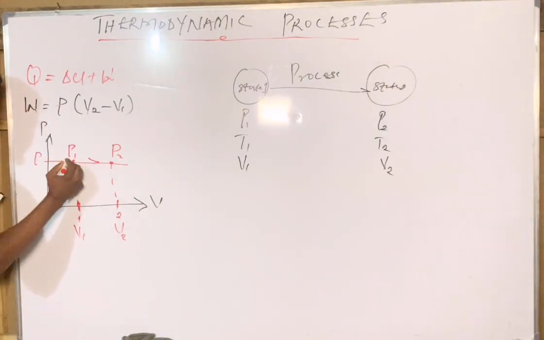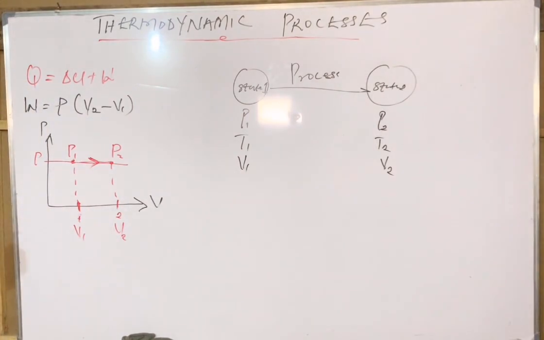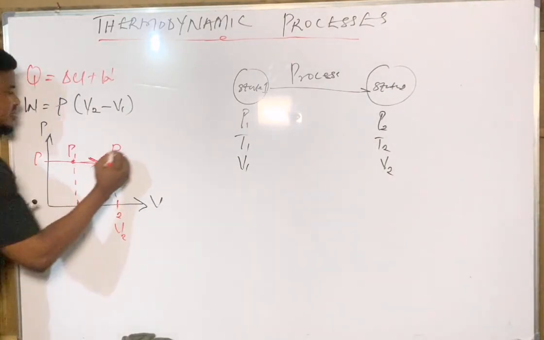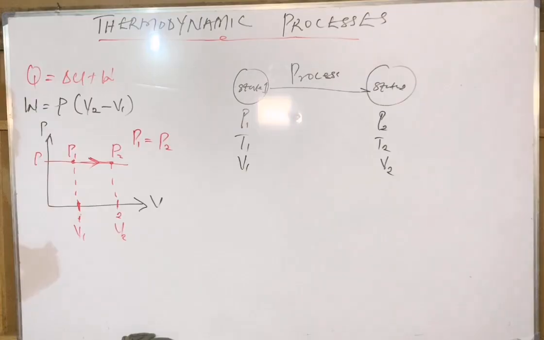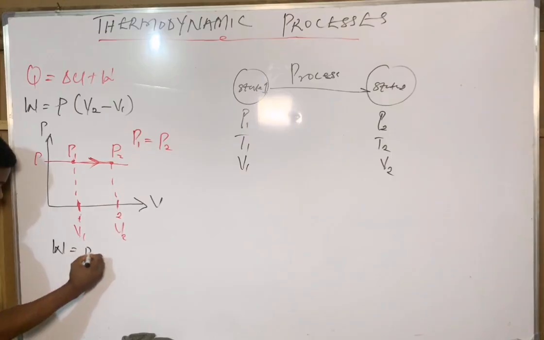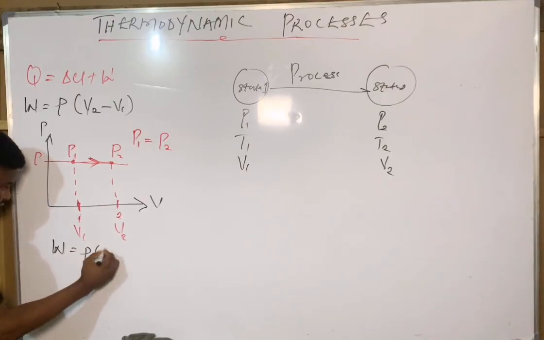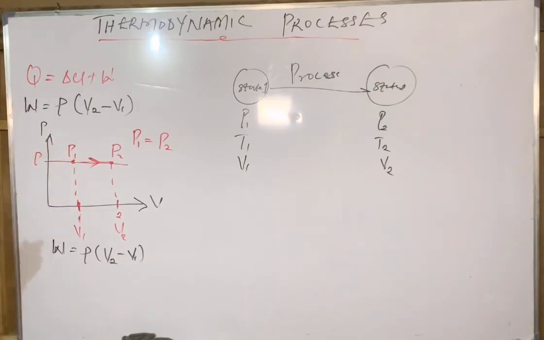Since the pressure remained the same, we simply say this process is an isobaric process. So for an isobaric process, this simply means that P1 is equal to P2. It is simply called a constant pressure process. Therefore, mathematically, for an isobaric process, the work done is equal to pressure times change in volume. So it still remains P multiplied by V2 minus V1. This still remains work done.